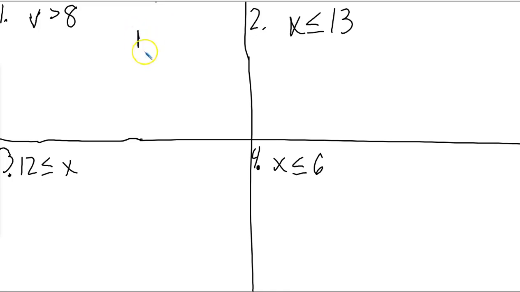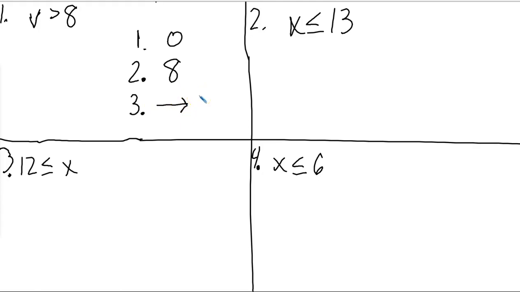So step 1, open or closed dot for this? It will be open. Okay? Step 2, what number are we plotting it at? 8. It's right there for you. And step 3, which way is the arrow going? Well, the variable is on the left side, and the sign is pointing to the right, so we will go to the right.